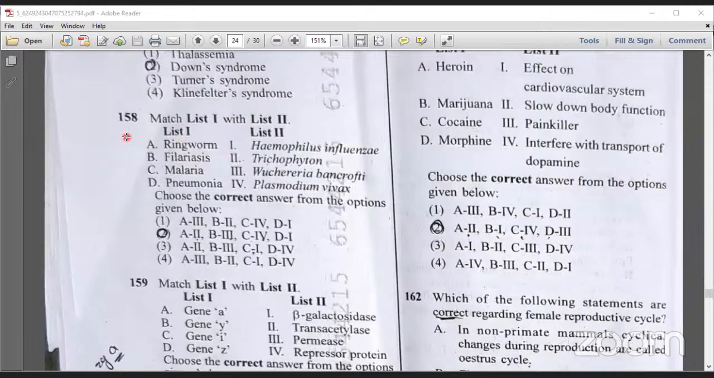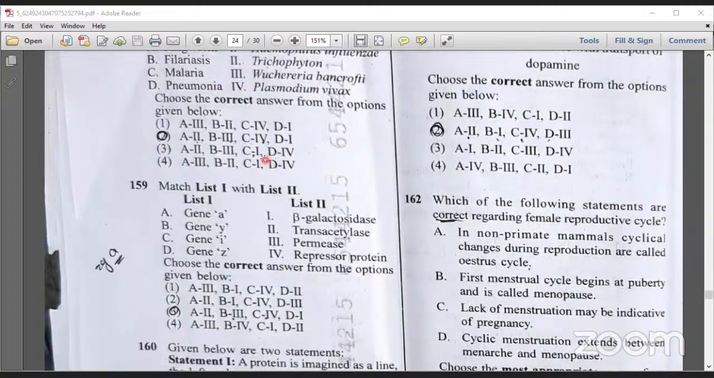And 158, again, match up. The microorganism is given, and we are supposed to match it with the disease. Ringworm is caused by Trichophyton. Filariasis or elephantiasis is caused by Wuchereria. Malaria, Plasmodium vivax. Pneumonia is caused by Haemophilus influenzae.